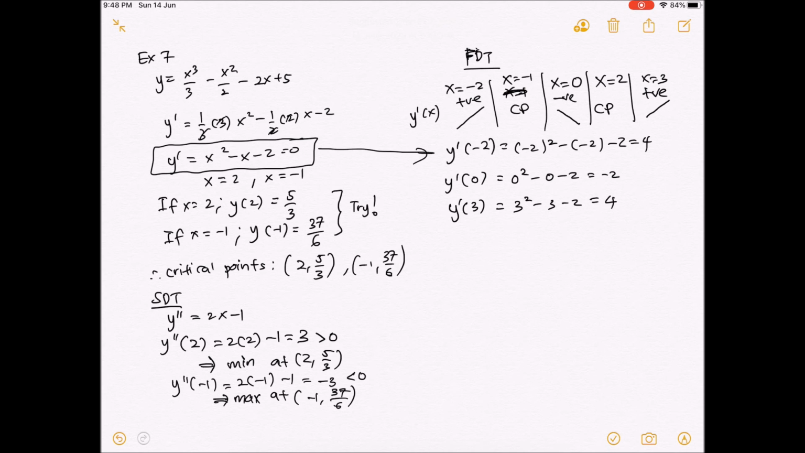So we have increasing, decreasing, and then increasing again. So the critical point x equals -1 here is a maximum, looking at the pattern. And the critical point x equals 2 here is a minimum, looking at the pattern. So we have the same answer as our second derivative test.